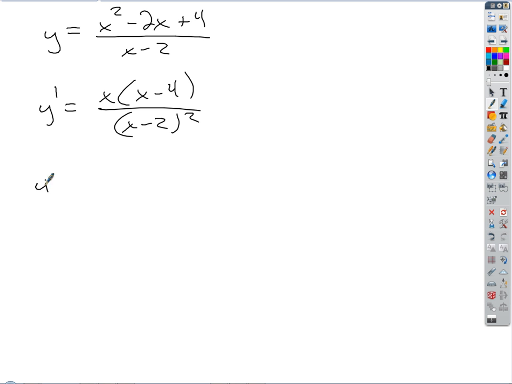And we had y double prime equals 8 over... Good. Put that quantity in there. Okay, so what's our domain? All real numbers except 2, right? Okay. Now this is important.